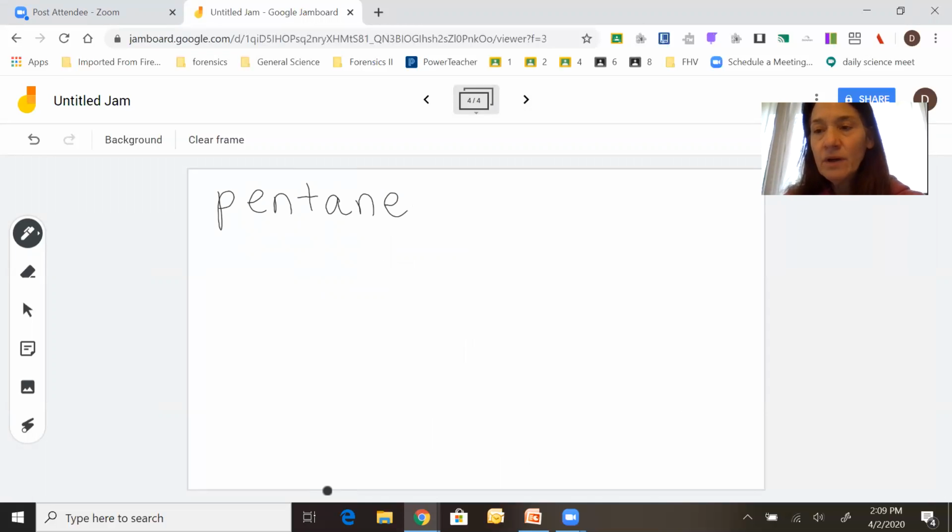Pentane. Okay? Look at the ending. It's an A and E. If it ends in A-N-E, we know it's an alkane, and alkanes are all single bonded.